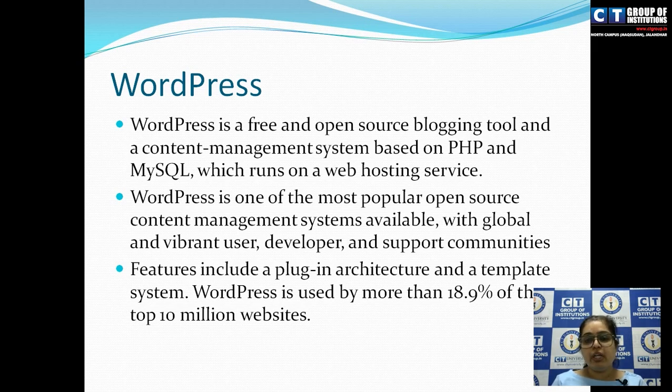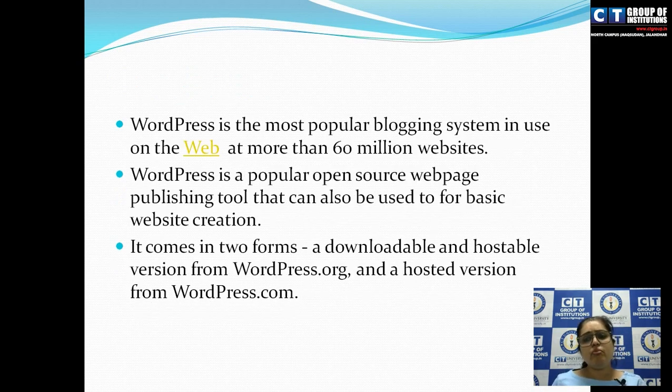Features include plugin architecture and a template system. WordPress is used by more than 18.9% of the top 10 million websites, as I have already mentioned. It is also the blogging system on the web for more than 60 million websites. People use it for blogging because a blog takes hardly 2 to 3 pages, and it is a task of 3 to 4 hours only to set up a website.